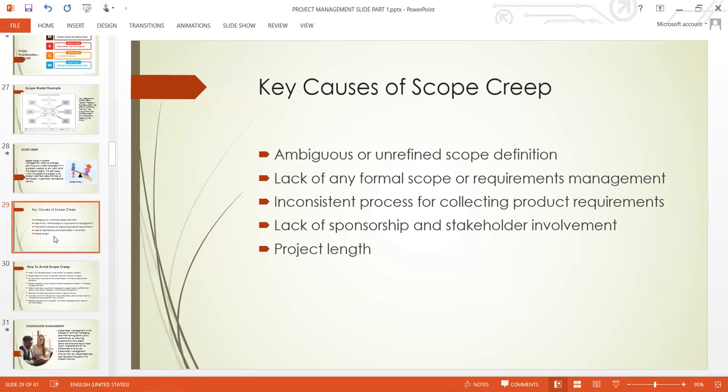Lack of sponsorship and stakeholders. Yes, stakeholders, they must be involved. You must carry them along. You must have a plan on how to manage your stakeholders very well. And project length: what if a project duration becomes so long, there is high chance of falling into scope creep. So projects should be time bound. Make sure that your project has a starting date and a closing date, a duration, and work within that duration. With all that, it will help you to eliminate scope creep.